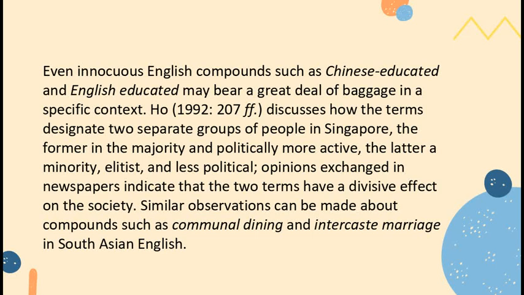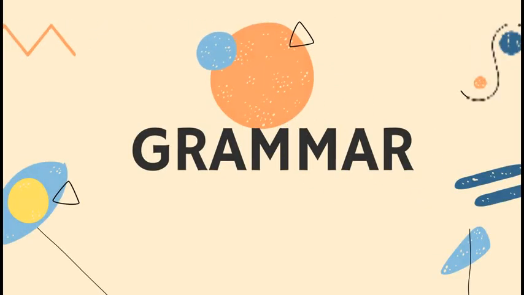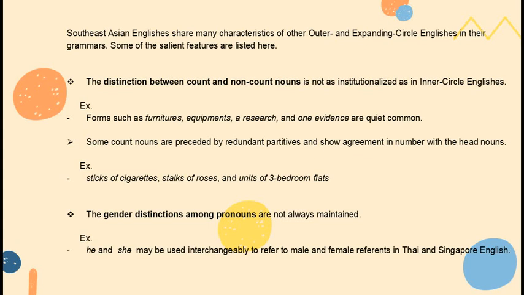Even innocuous English compounds such as Chinese educated and English educated may bear a great deal of baggage in a specific context. Ho discusses how the terms designate two separate groups of people in Singapore, the former in the majority and politically more active, the latter a minority and less political. Opinions exchanged in newspapers indicate that the two terms have a divisive effect on the society. Similar observations can be made about compounds such as communal dining and intercaste marriage in South Asian English.